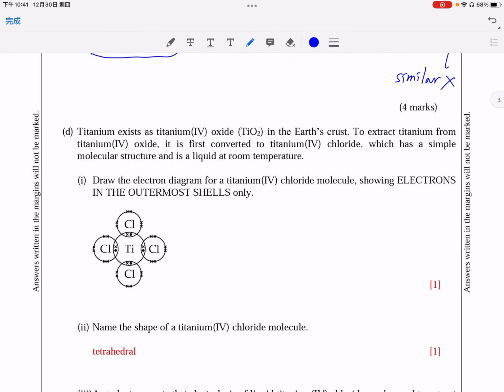Part D. First of all, make sure you must be careful enough to observe that the titanium 4 chloride here is existing in the form of molecules, because the question gives you the hints already, molecule. Therefore, it is covalent in nature, and your concept should be good enough. Please don't think that titanium 4 chloride is ionic, even though titanium is a metal.